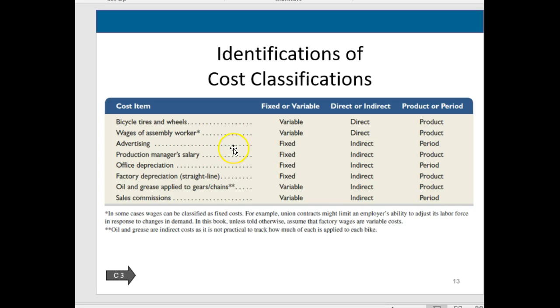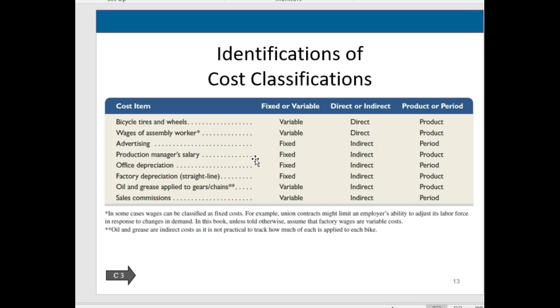Same thing with wages for the assembly worker. If we make more, it's going to go up. It's a direct cost, it's a product cost. Advertising is usually fixed unless it's designated otherwise. And that's an indirect cost because it's not really directly related to the making of the product. It's directly related to the selling, but not the making. And that becomes a period cost.